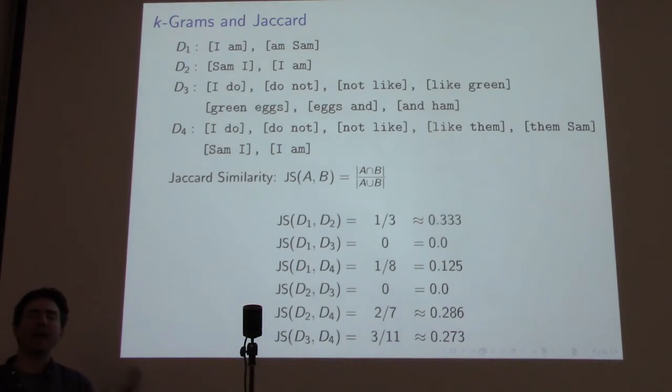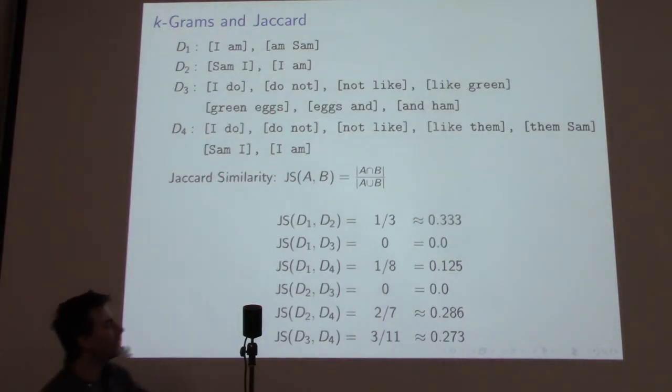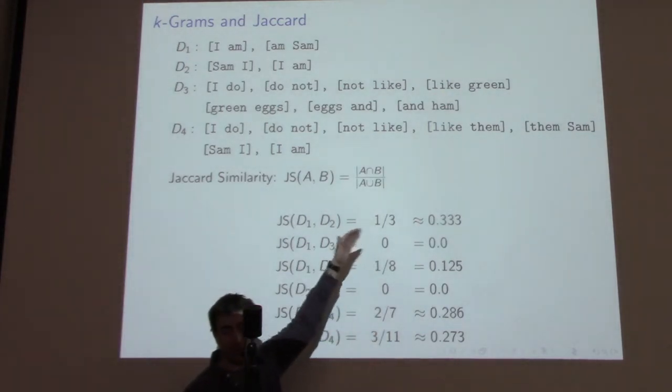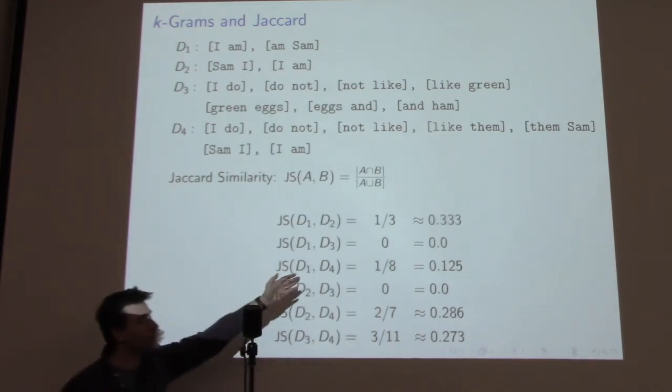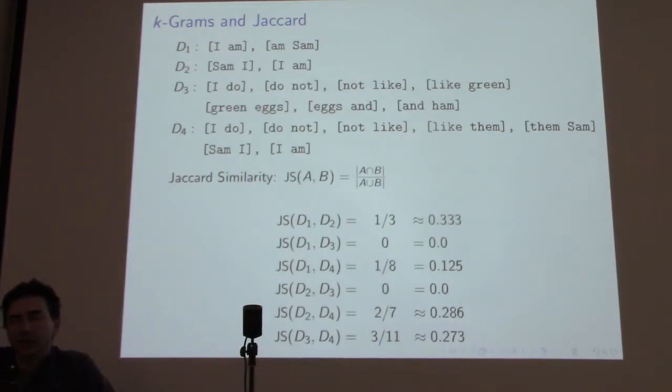Okay, so I've said the maximum similarity was 1, and none of these get even close to 1. The largest one I've got here is 1/3. This is not uncommon. Things that are not near copies of each other, for Jaccard similarity, even with larger documents, are probably not going to get all that large.